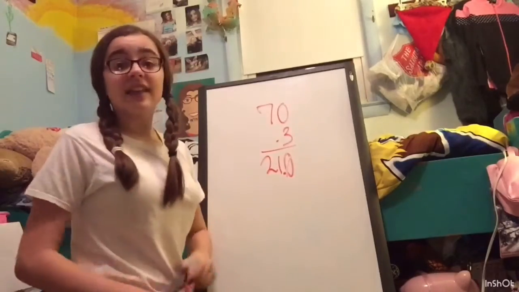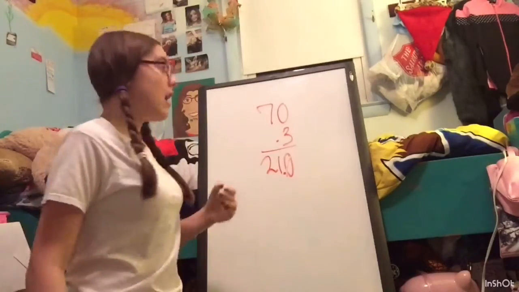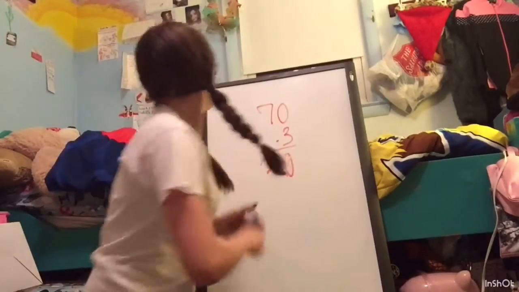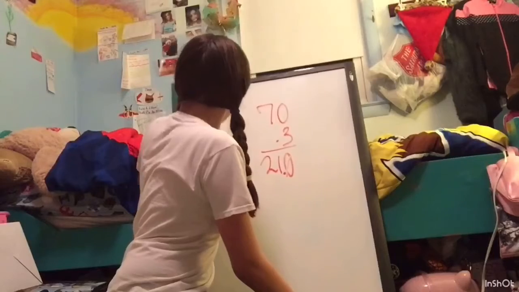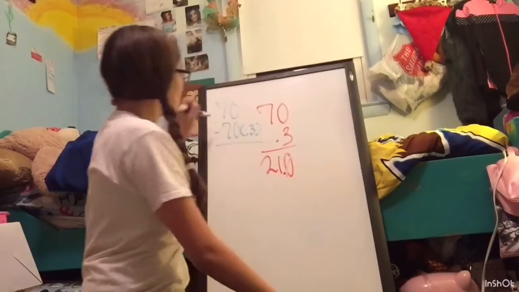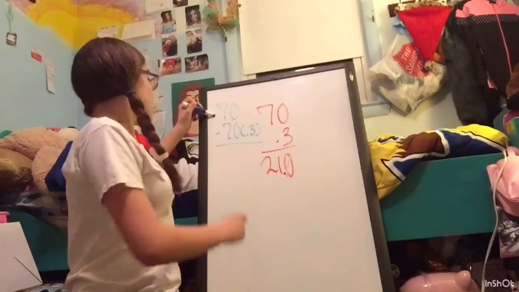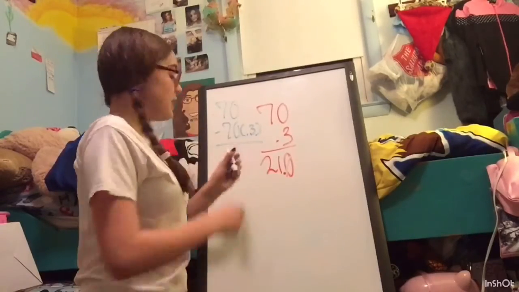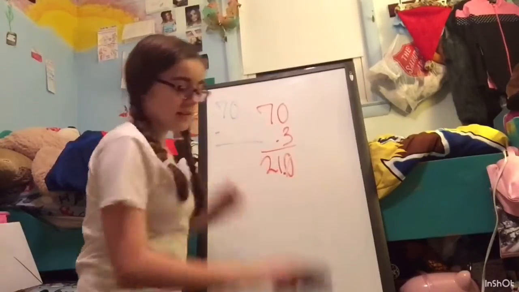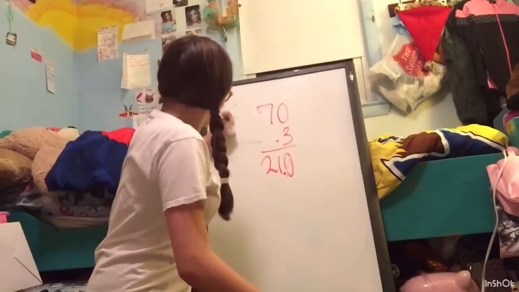However, it's not asking for the discount that June got off. It's asking for how much she paid. And as you remember our equation earlier, 70 minus 70 times 0.3, this equation will get our answer. So we did 70 times 0.3. So we can just replace that with 70 minus 21.